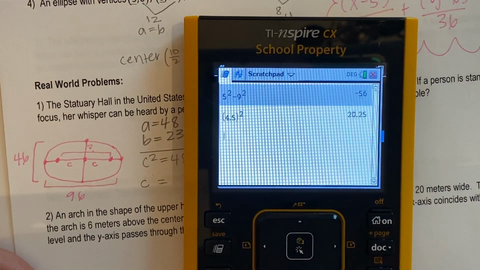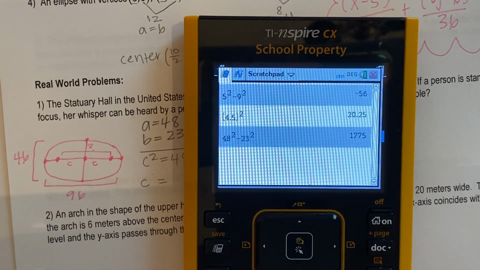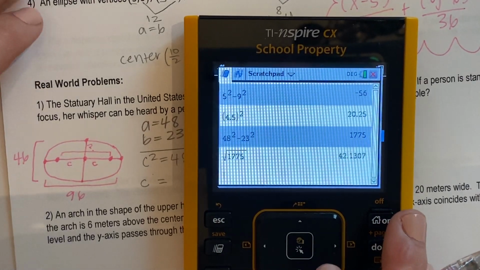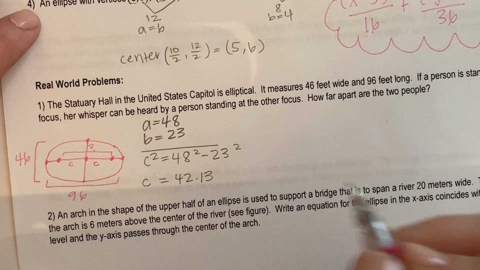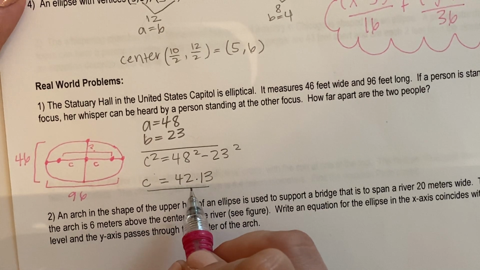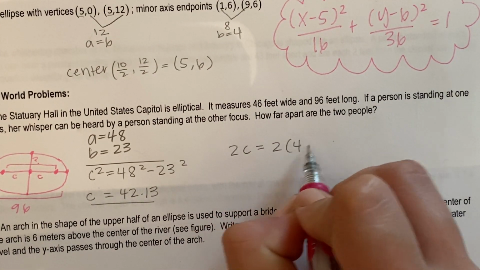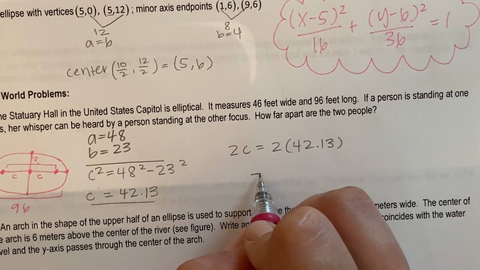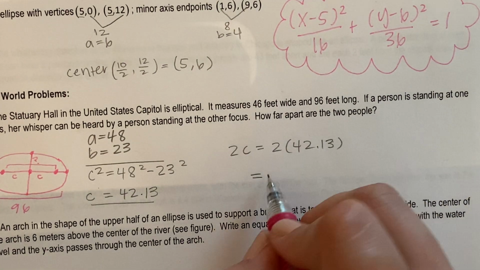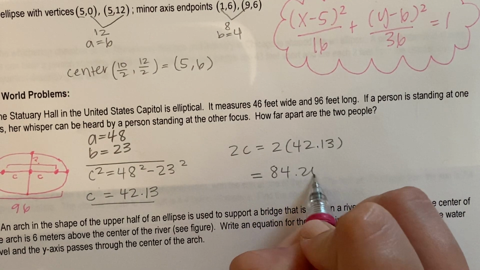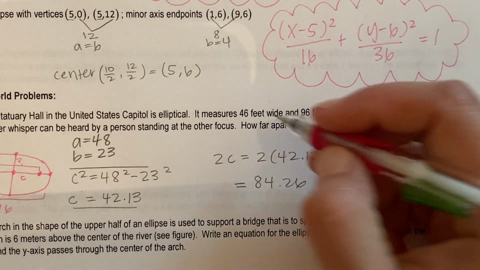So 48 squared minus 23 squared, we'll square root that. 42.13 we'll say. So that's C. This is not my answer. I need 2 C's to figure out how far apart they are. So 2 times that 42.13. So my calculator, I'm gonna do times 2. 84.26. And because this is a real life scenario, let's look at our units. They're measured in feet.